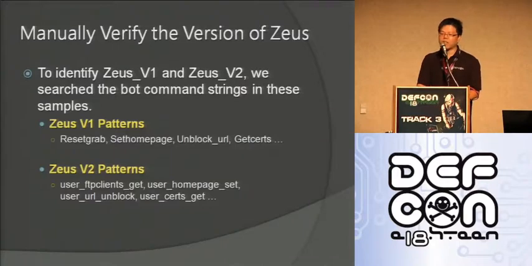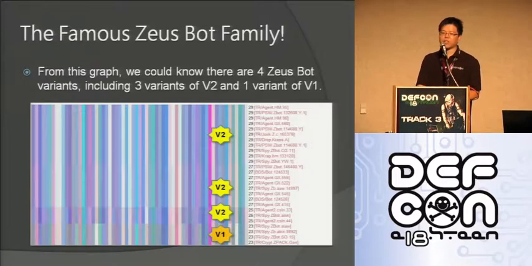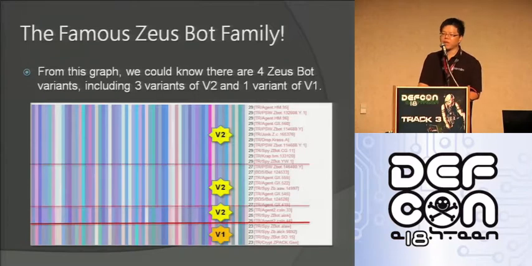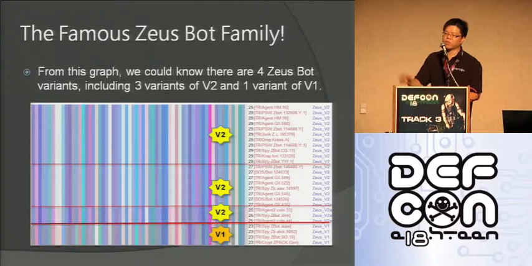Because there are some ZBot variants, instead of only believing the antivirus, we actually did manual inspection on our own. We double checked that these are really ZBot malware instances, and then we tried to find their versions so that we can tell which variants they are. There are actually some different bot commands in these different ZBot binaries, so you can tell they are different versions. Version one has these commands, and version two has another set of commands. After our manual inspection, we are able to identify different ZBot variants. The upper three blocks all belong to ZBot version two, and the one on the bottom is ZBot version 1.